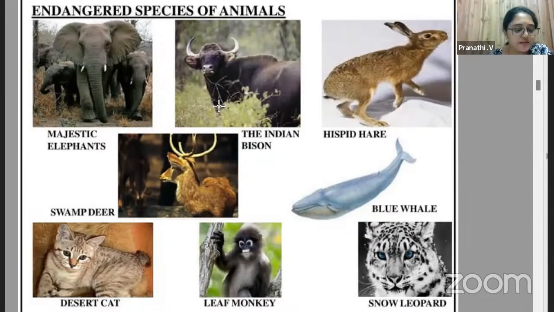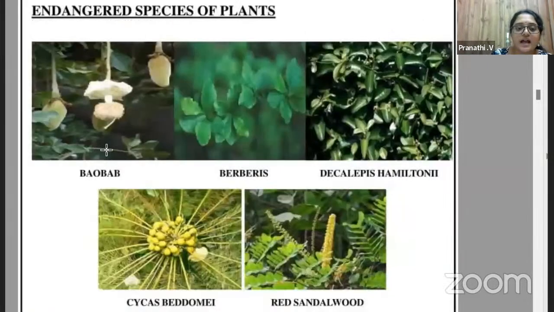reverently. So we have already seen the causes of wildlife depletion. These are the different kinds of endangered animals that are present, and these are the endangered plants: boa plant, berberries, Decalepis hamiltonii, cycas species, and red sanders.